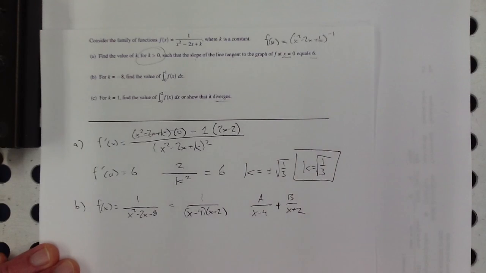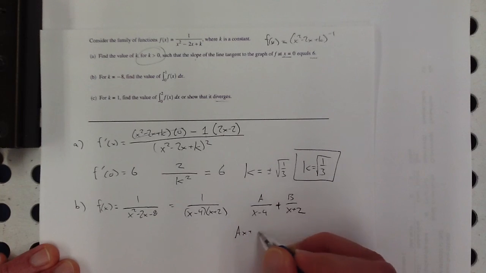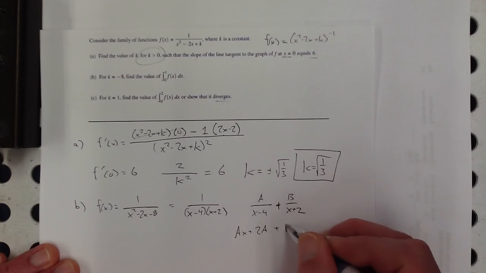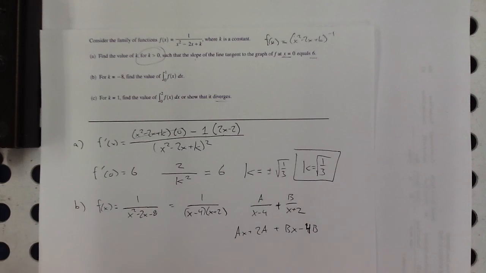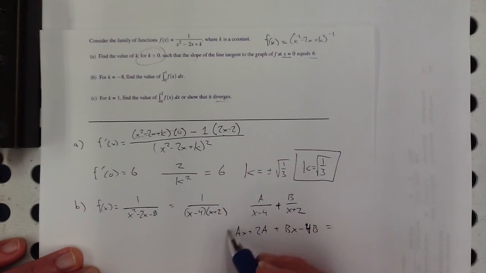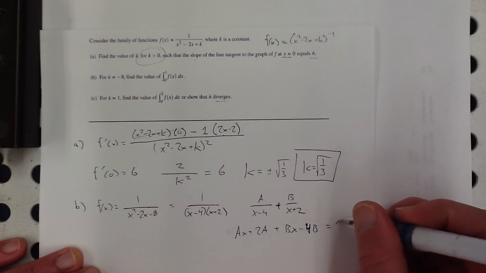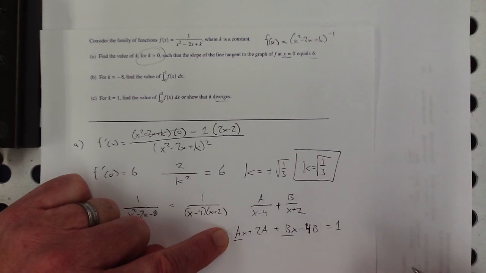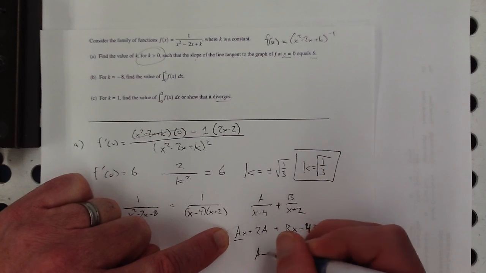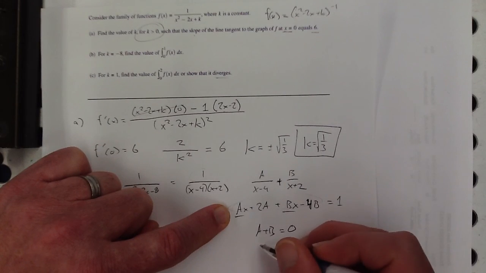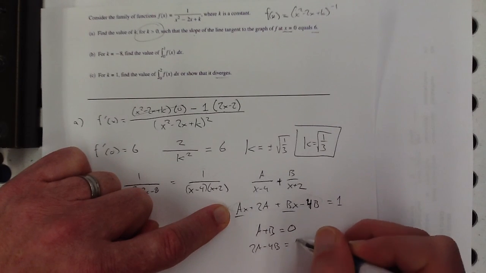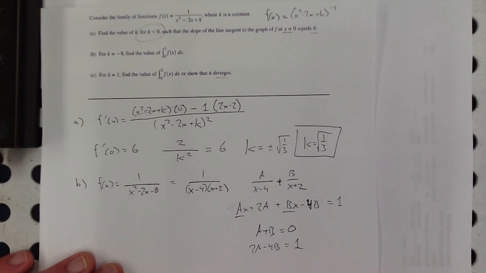Got to be ready for anything, right? Okay, so when I do the little game here, I get ax plus 2a plus bx minus 4b. If you're thinking to yourself, oh boy, got to go back and review that, this is section 8.5. And when I combine these, the numerator just has to be equal to 1. So for the x terms, there is no x over here, so that means a plus b must be 0. And the 2a minus 4b is where the 1 is coming from.